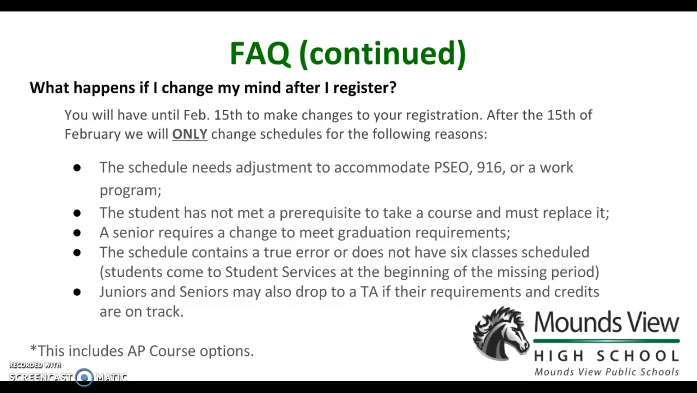Schedule needs adjustment to accommodate PSEO, 916, or a work program. The student has not met a prerequisite to take a course and must replace it. A senior requires a change to meet graduation requirements. The schedule contains a true error or does not have 6 classes scheduled. The juniors and seniors may also drop to be a TA if their requirements and credits are on track. Please note this also includes AP courses.